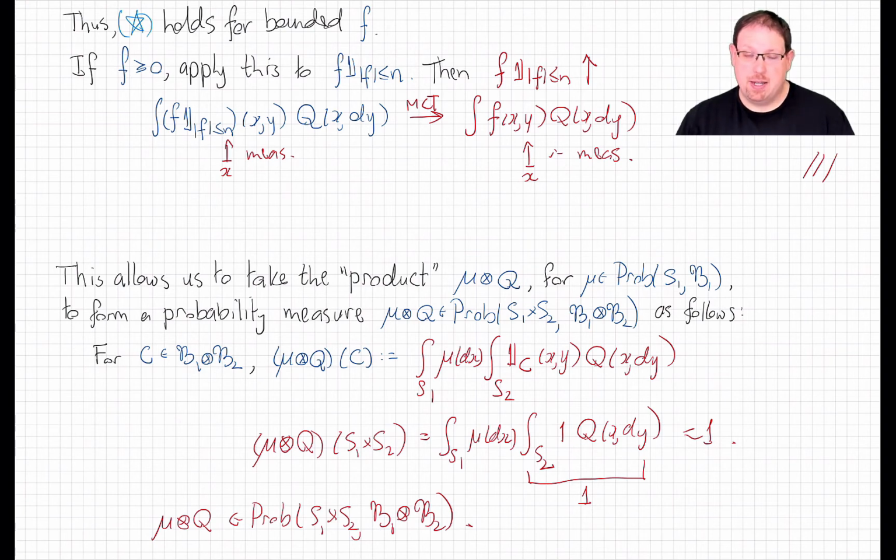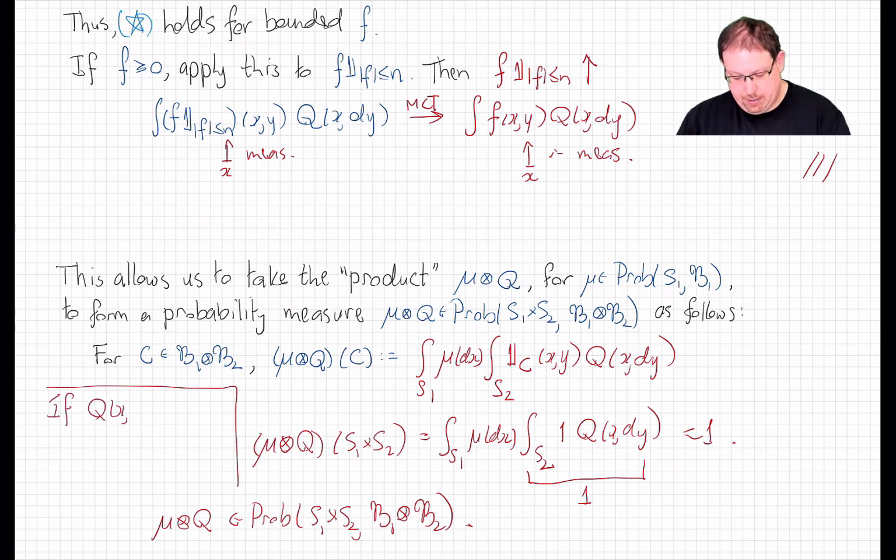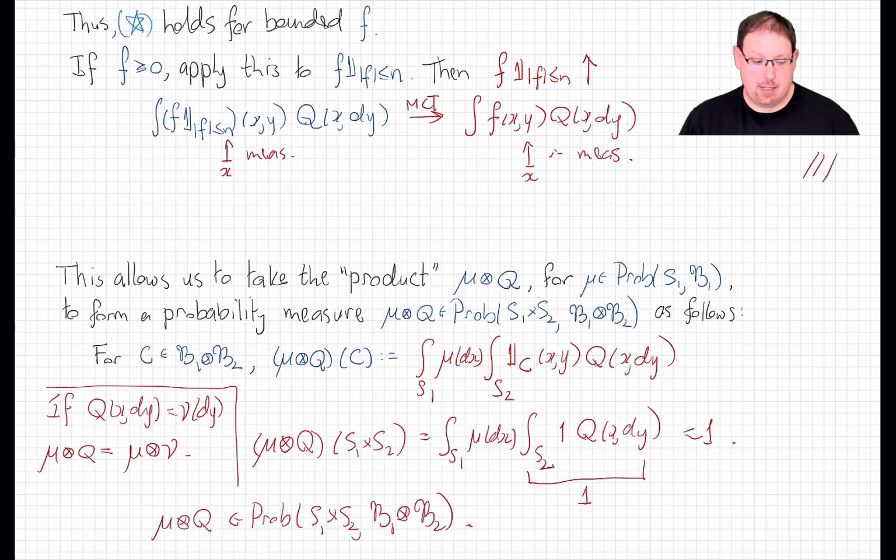Q of x and b doesn't depend on x, but is just a probability measure independent of x. Well, then that just means there's no dependence here on x, and this is just a measure in y. And this is then, from Tonelli's theorem, exactly the definition of how we do a double integral to evaluate and define the product measure. So that is to say, if q of x dy is equal to mu of dy, then this product that we've just defined, mu times q, is exactly our old definition of mu times nu. So the notation is consistent.